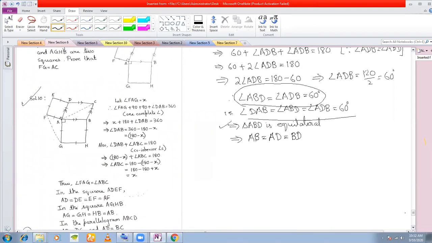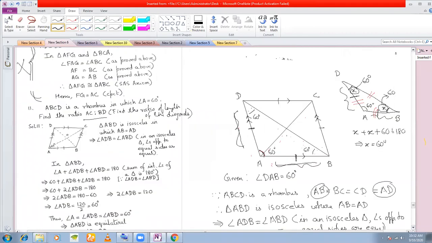Okay. So once I have proven that this triangle is equilateral, now I come to the second part. First, I will discuss what to do, then I will write. Now I have shown that this triangle is equilateral. Let us say I take this length as A. Then this length will also be A. And what will be this length? BD. This BD will also be A.